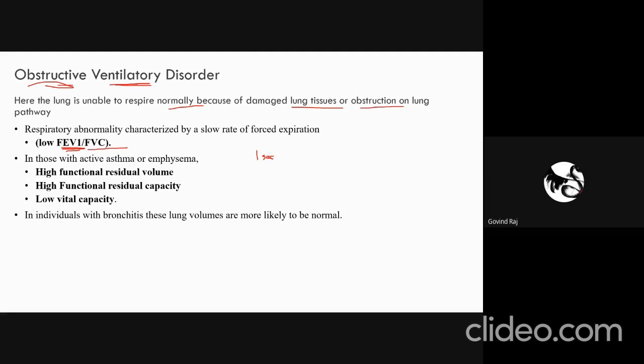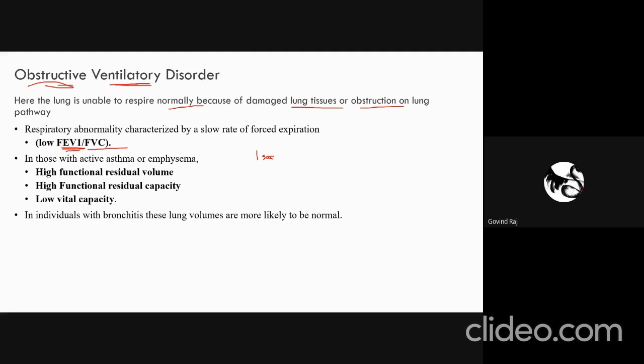FVC is the forced vital capacity. The ratio of these two gives an idea about different things, and it is usually used to identify different disease stages. Let's look at some disease stages. In those with active asthma or emphysema, a high functional residual volume will be there.